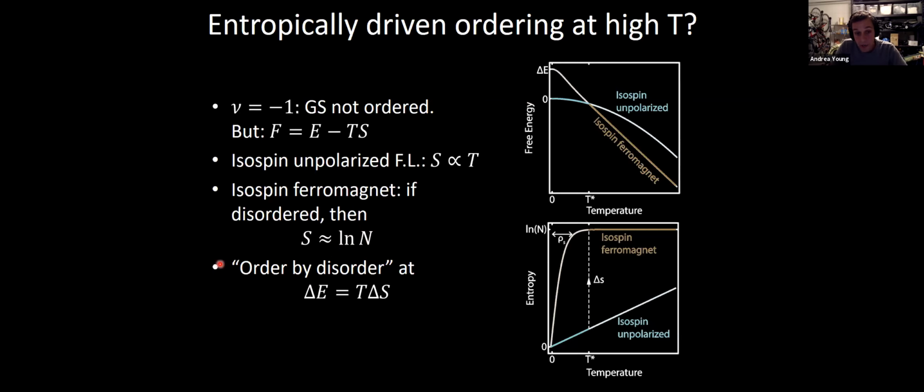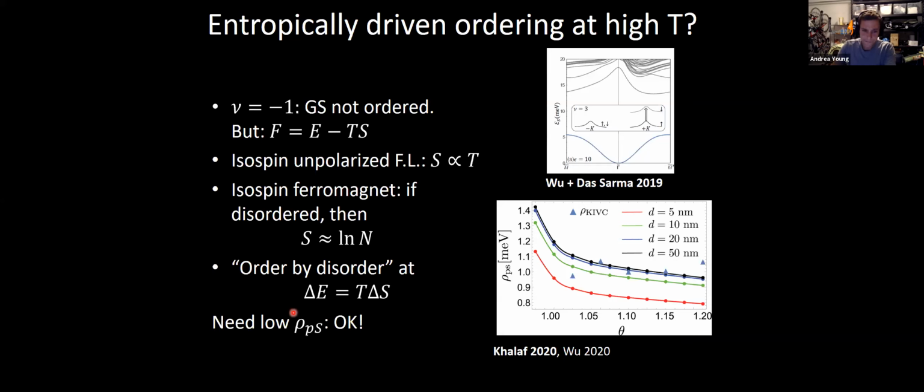So you have some scenario where you could get a kind of order by disorder, where as you increase the temperature above, let's say, the pseudospin stiffness of whatever that isospin ferromagnet is, it mostly disorders. Maybe there's some residual magnetization. But that big change in entropy relative to the Fermi liquid is enough to lower its free energy and make it the favored state at some finite temperature, and then you get a first order finite temperature phase transition. So a key thing here is that you need a pretty low pseudospin stiffness, right?